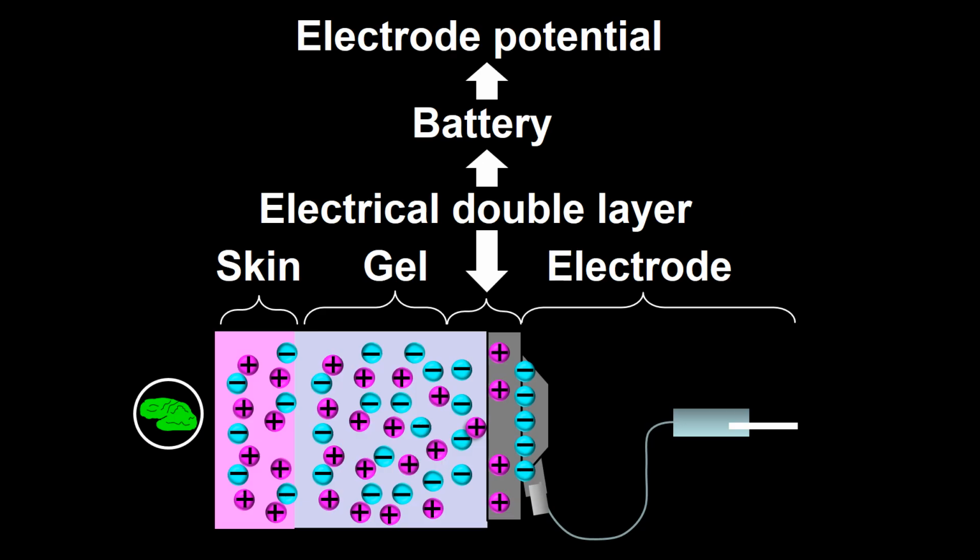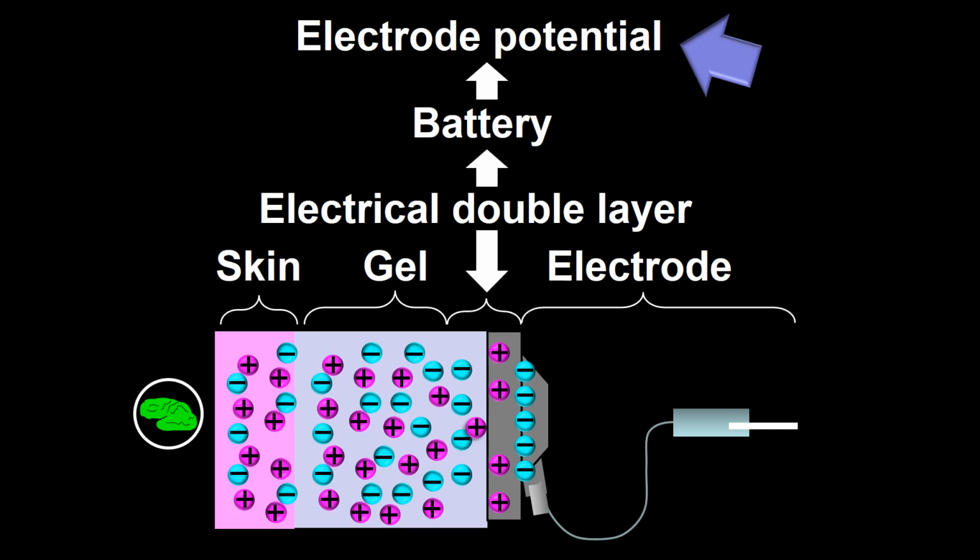The positive and negative circles indicate positive and negative charges in the skin, the gel, and the electrode. But the main point in the context of this question is the presence of the electrical double layer. The electrical double layer, as you know, develops at the electrolyte-electrode interface, which in this figure is represented under the yellow bracket. The electrical double layer gives the electrode the function of a battery, thus producing an electrode potential.